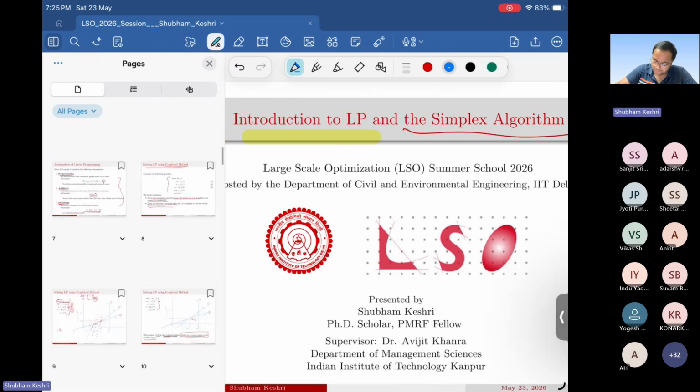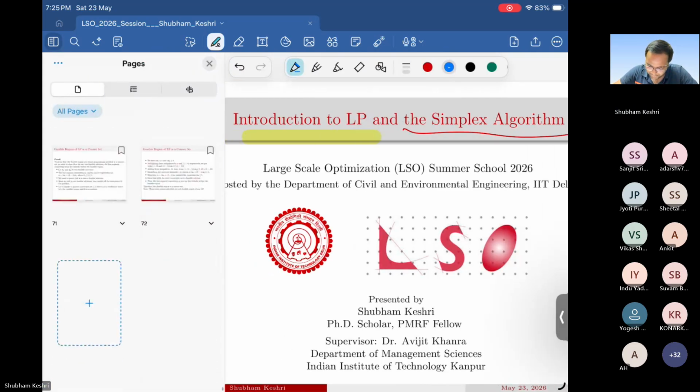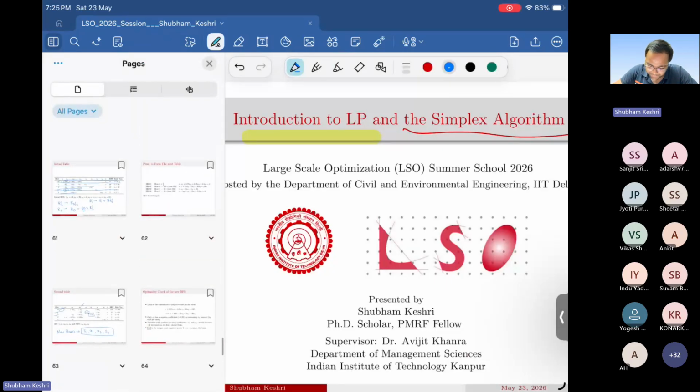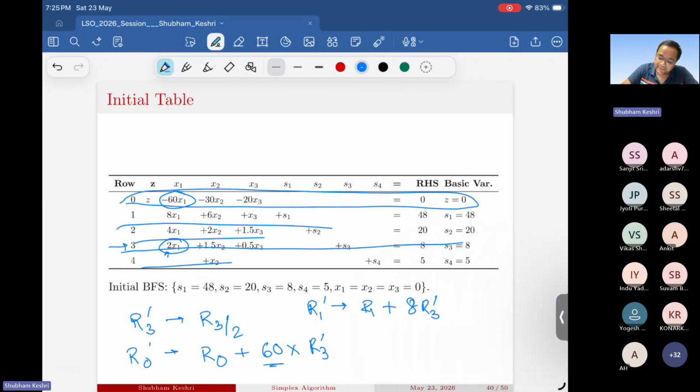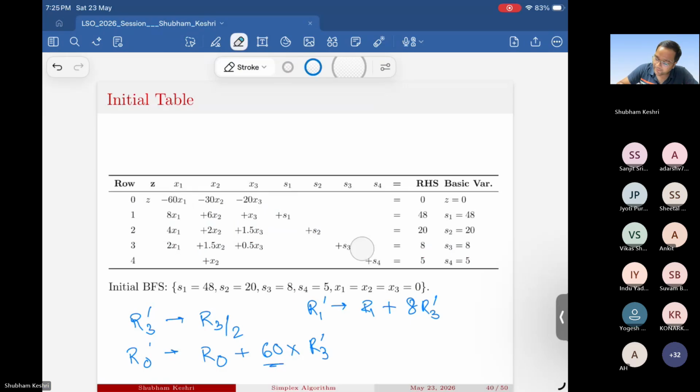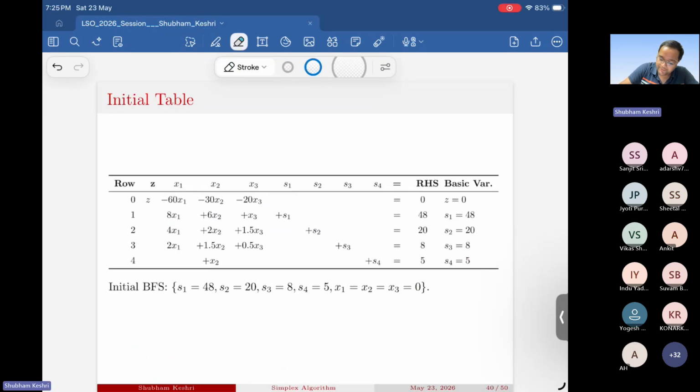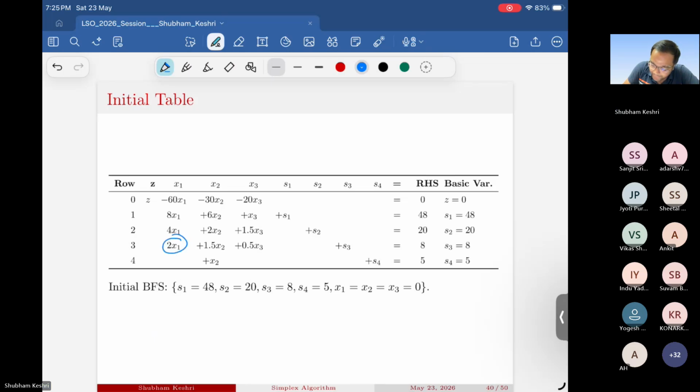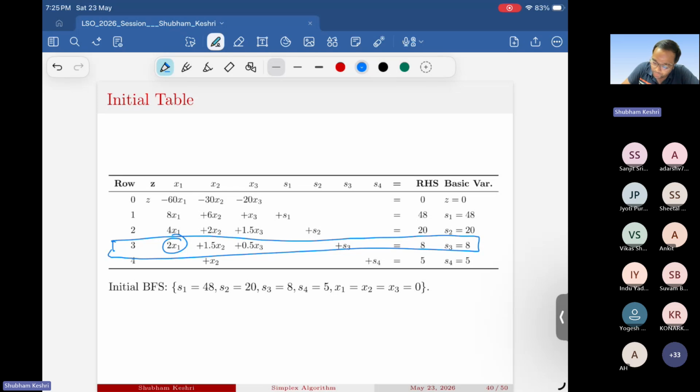Yes, I can show you that. So you see row 0 is the same as any other equation in this table. This is the initial table, right? We identified that x1 is the entering variable and s3 is the leaving variable. So this is the pivot row and this is the pivot column. I have not talked about this term. This column is known as the pivot column, this row is known as the pivot row, and this is the pivot element.